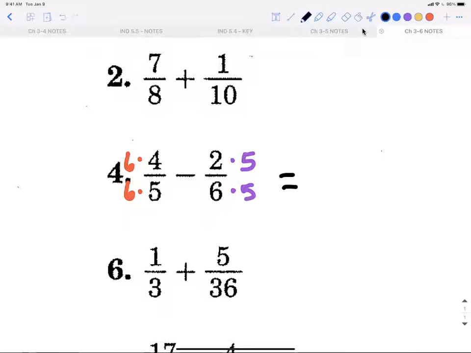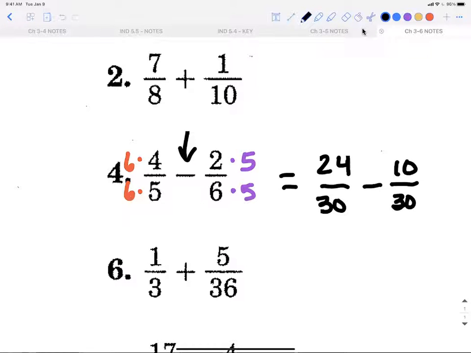So in the red one, on the top, I've got 6 times 4, which is 24. And on the bottom, 6 times 5 is 30, right? Minus, because it's a minus sign right here. Now go to the purple side, and I have 2 times 5 is 10 over 6 times 5 is 30. By multiplying them by each other's denominator, I have forced them to both have a denominator of 30, okay? That's the easiest way to do it.